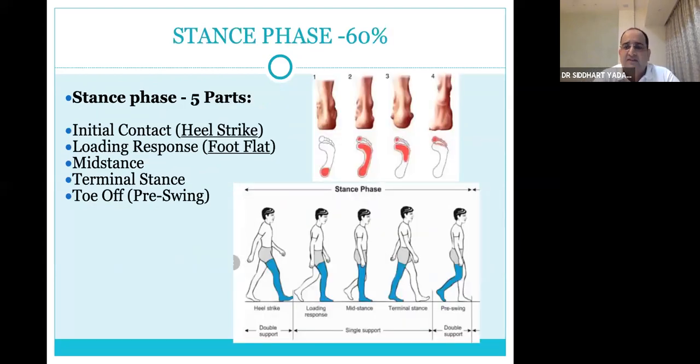Now the stance phase, which is 60%, has 5 parts. First, initial contact or heel strike, then there's a loading response or foot flat, then there's a mid stance, and then terminal stance and toe off or pre-swing.